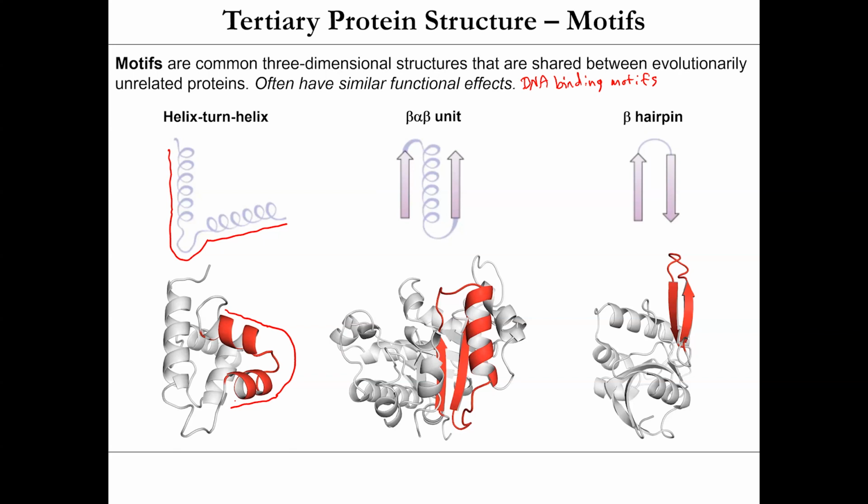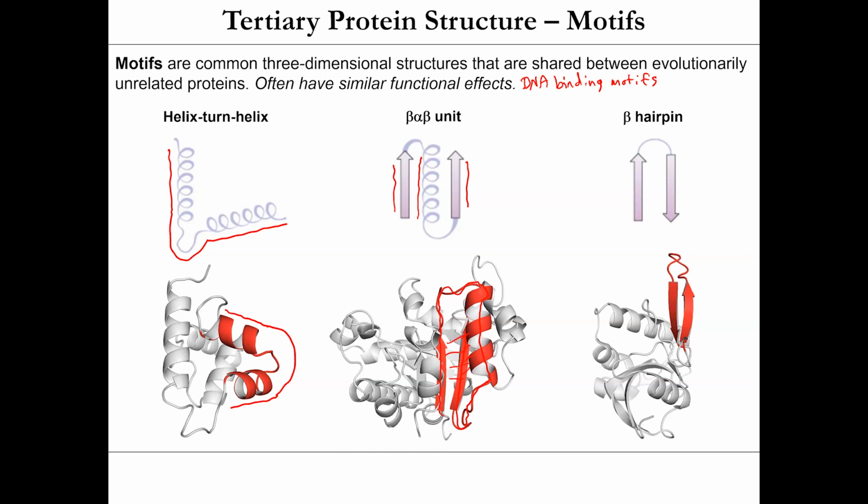Another one would be a beta-alpha-beta unit. This would be two beta strands that form a beta sheet that interact with an alpha helix. You can see that in this protein here. There's a beta strand. It links up to an alpha helix and then to another beta strand that interacts. And then all three of them interact as a little unit or a motif.